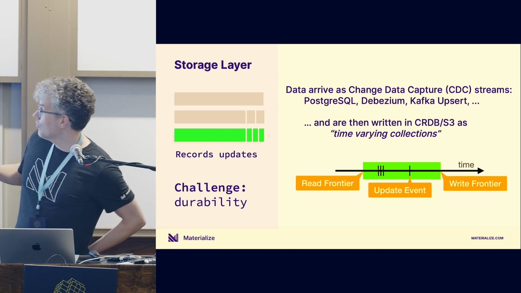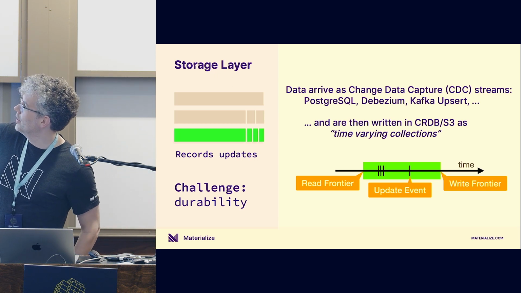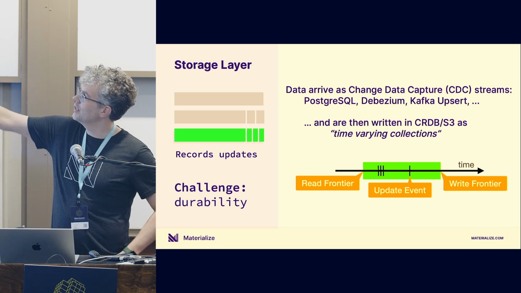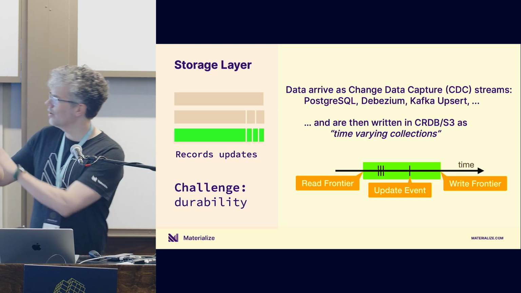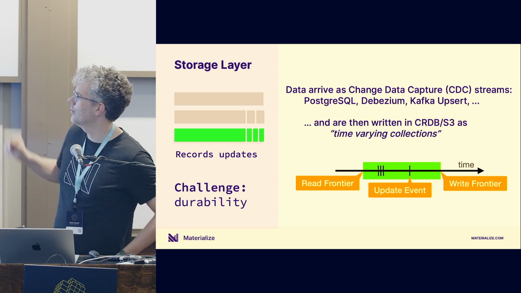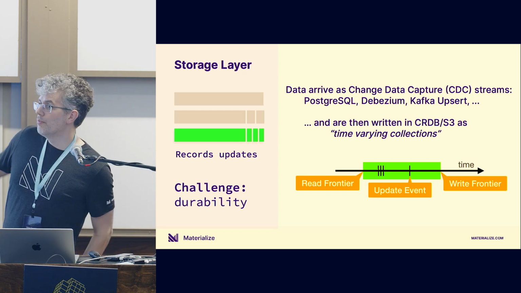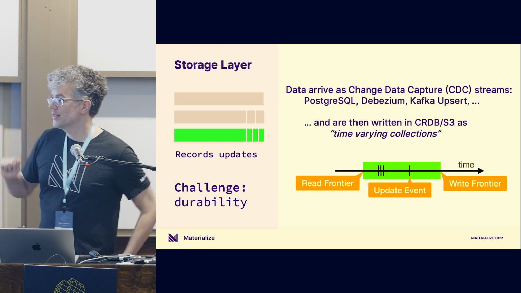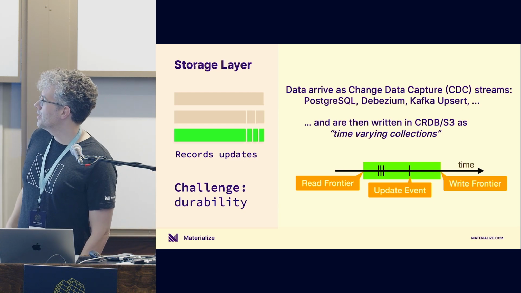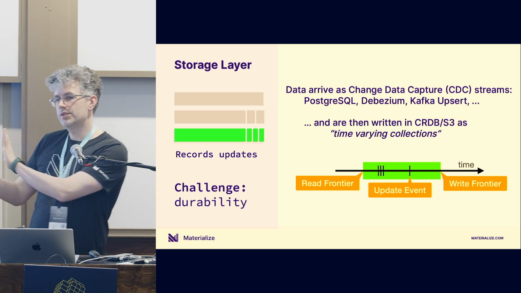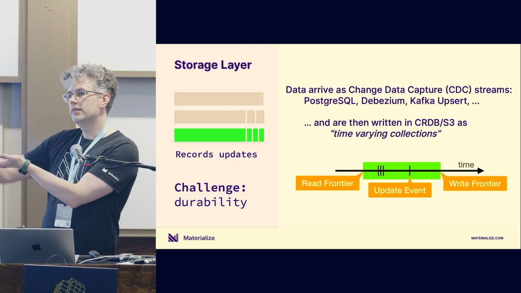But moreover, we've drawn a little picture down here of one of these timelines. A time-varying collection is the name that we use for them. You can see a bunch of update events that go on this timeline. Time goes from left to right. But there are some other important moments here. The boundaries of this green box are important. You're also able to get two frontiers out of this information. There's a right frontier, which is sort of the leading edge of where we're currently writing data down.